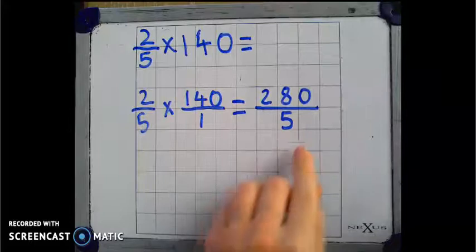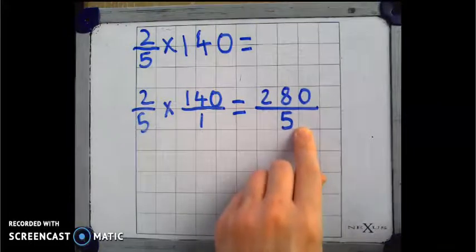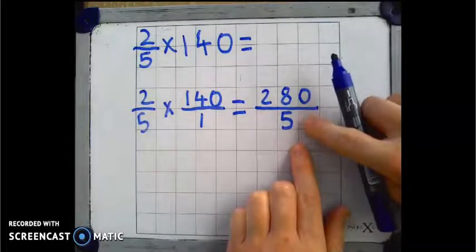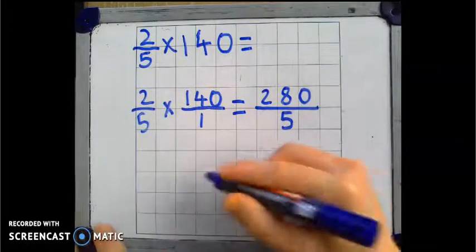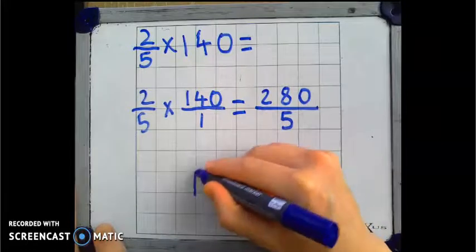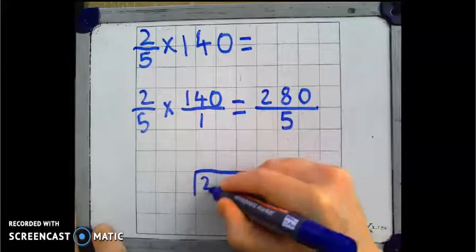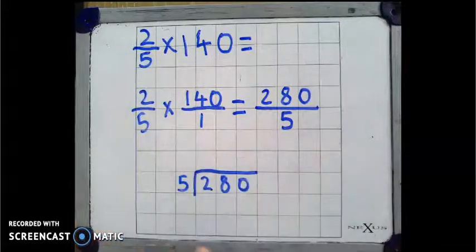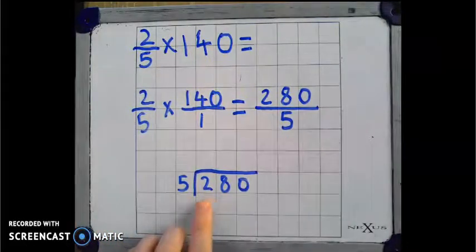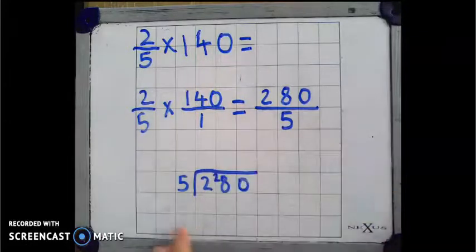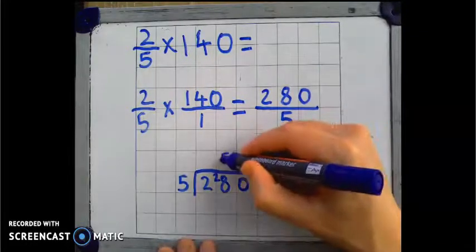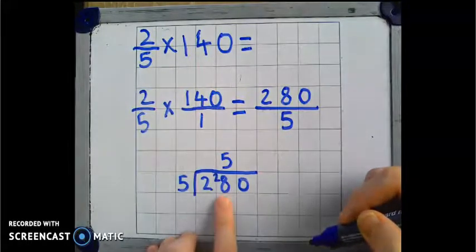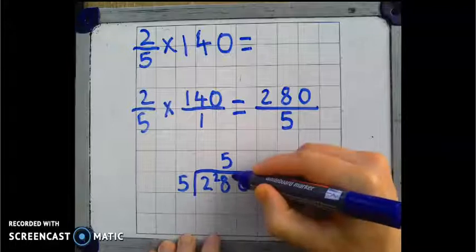If we've been asked to show this as a whole number as an answer, we now need to divide the numerator by the denominator. 280 divided by 5. And I'm going to go ahead and use my short division algorithm to do that, because I have my pen to hand. Why not? 5s into 2 we can't do. 5s into 28, 5 times, because 5 times 5 is 25. That's 25, so we have 3 left over.